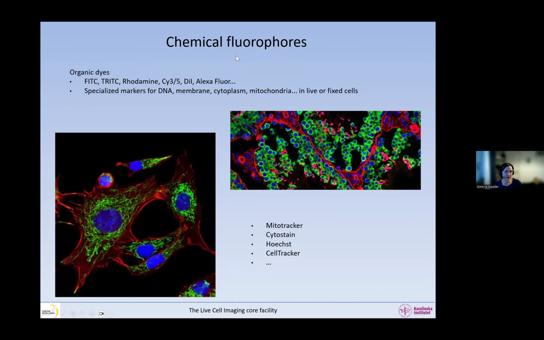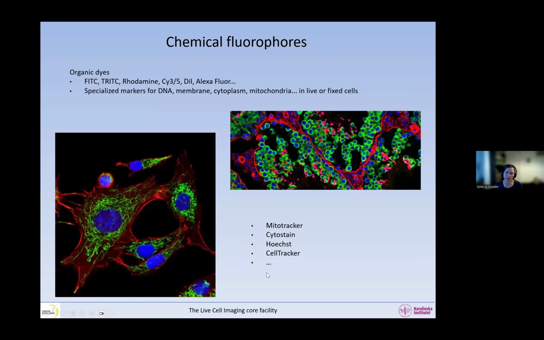So the organic dyes or chemical fluorophores can be, I'm sure you know these names. All these are chemical fluorophores, and they are developed very, very much. So there are tons of them. You can mark the DNA, you can mark the membrane, cytoplasm, mitochondria, all the different compartments in the cells. You can use them in live cells or in fixed cells. So there's really a very wide variety of fluorophores that are chemicals and that you add to your cells and then they get inside and then they label.